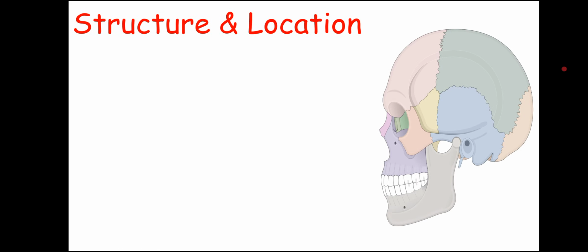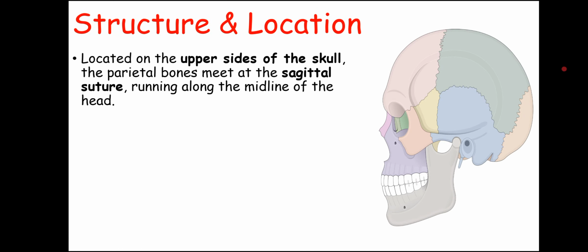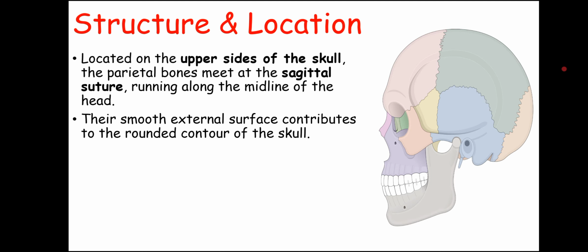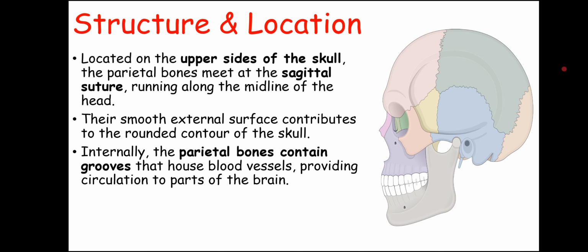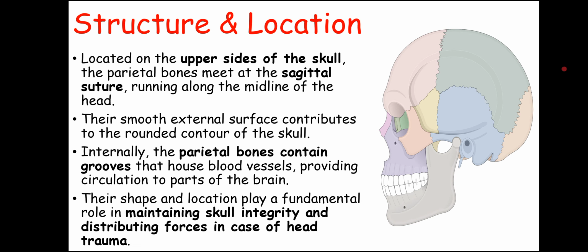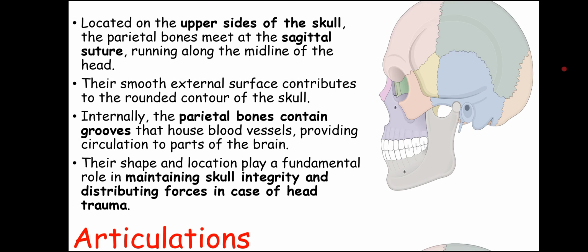Now let's talk about the structure and location of the parietal bone. It is located on the upper side of the skull. It meets the other parietal bone at the mid-sagittal suture running along the midline of the head. Its smooth external surface contributes to the rounded contour of the skull, and internally, the parietal bone contains grooves that house blood vessels, providing circulation to the parts of the brain. Their shape and location play a fundamental role in maintaining skull integrity and distributing forces in case of head trauma.